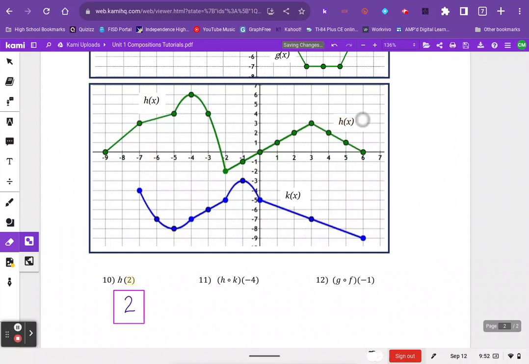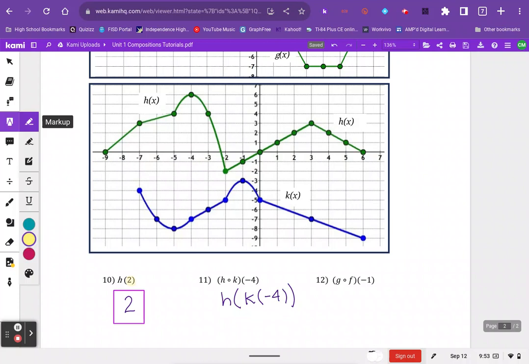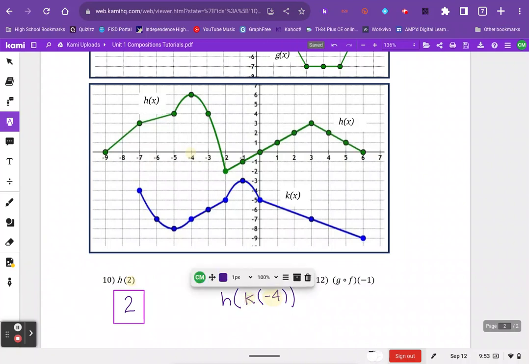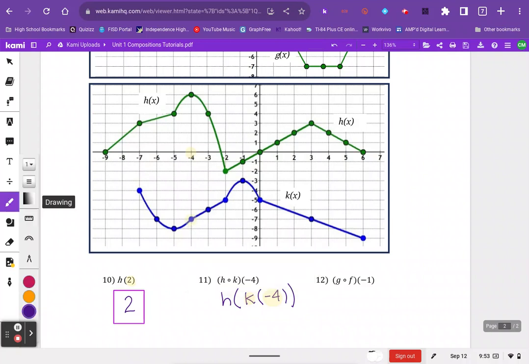Okay, moving on. The next one is a composition. So the very first step is going to be to rewrite this: h of k of negative 4. You always start on the inside. So the first thing I'm going to do is go to negative 4 on the x-axis. So here's negative 4 on the x-axis, and I want to locate the k equation, which is here. So when x is negative 4, I go to k, and I want to know what is the y coordinate there. It would be negative 7. So k of negative 4 is negative 7.